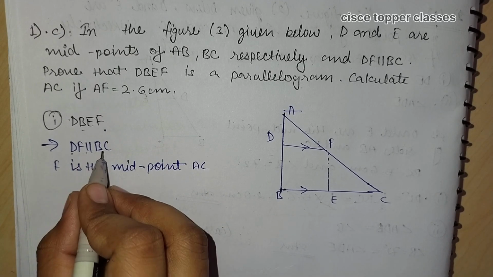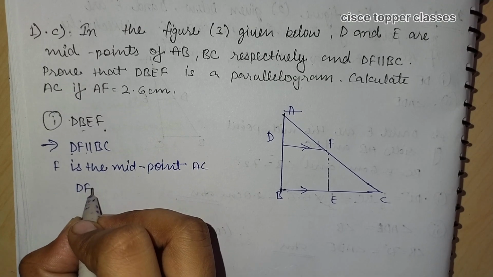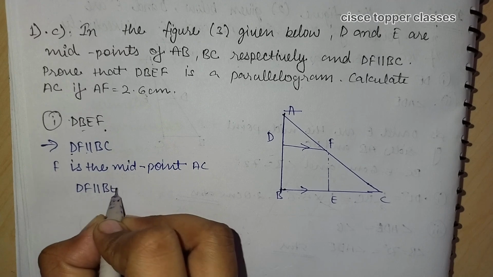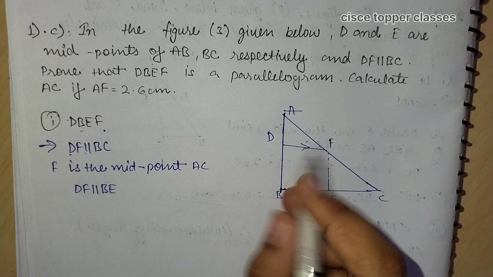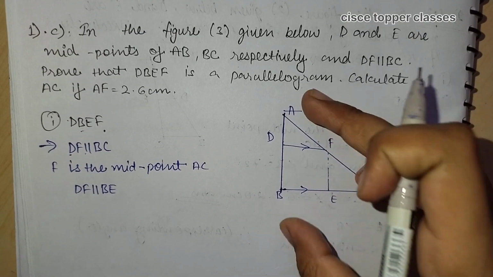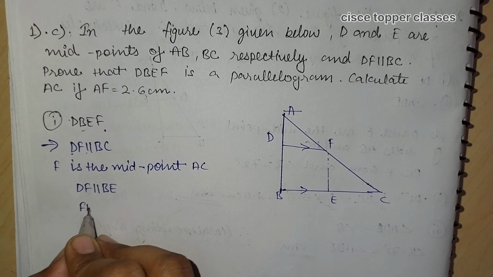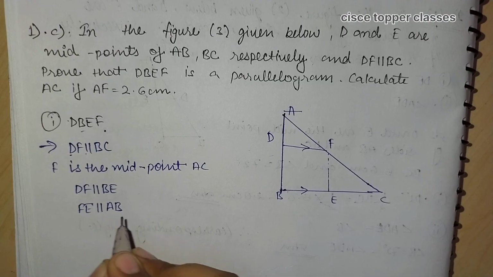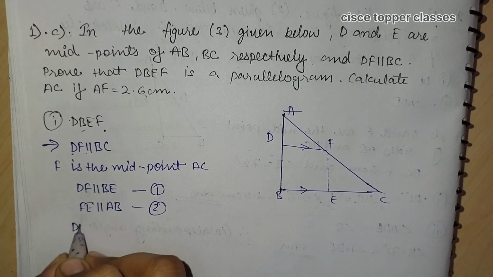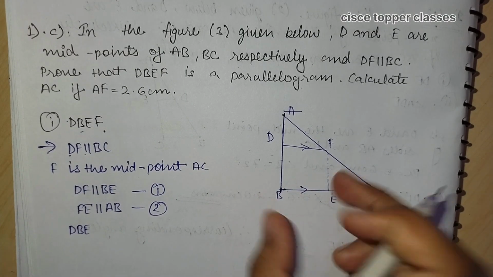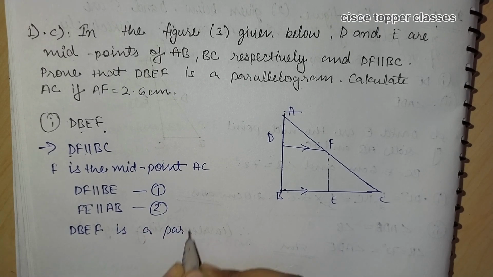So we can simply say that DF is parallel to BC. So we can write the first thing: DF is parallel to BE. Now the second thing: FE is parallel to AB. From these two things, if this is parallel to this and this is parallel to this, we can say that DBEF is a parallelogram in this question, hence proved.